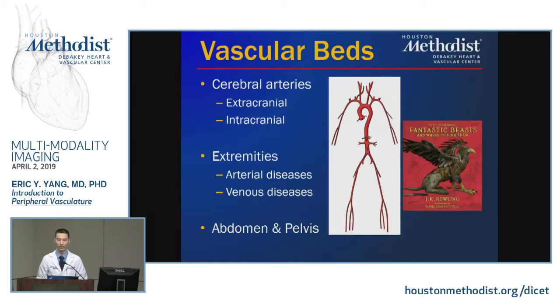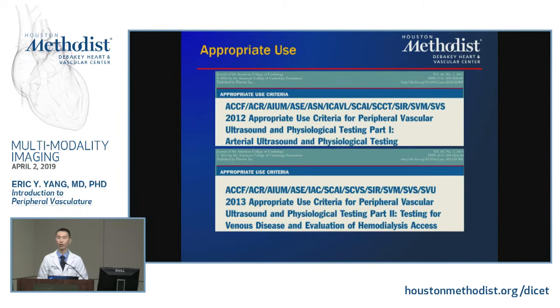In terms of vascular beds, we can try to classify them into roughly these large categories. So we consider them along the lines of cerebral arteries, extracranial and intracranial. We look at extremities and classify them in terms of arterial entities and venous entities. And last but not least, we also look at the abdominal pelvis and all the visceral branches and pelvic branches that happen in there. There are appropriate use criteria.